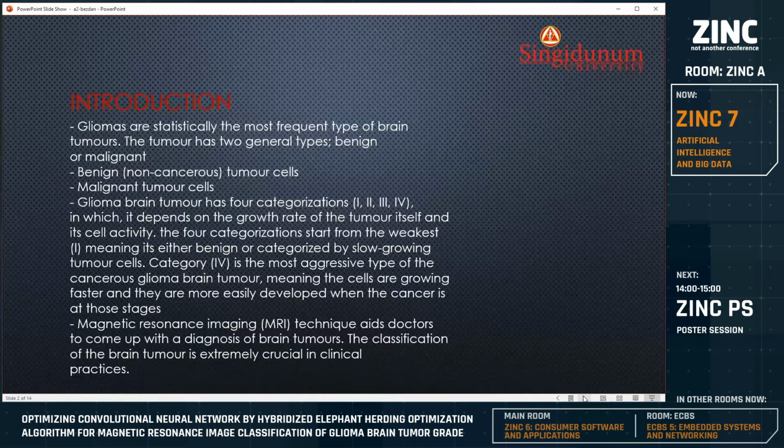MRIs, or magnetic resonance imaging techniques, aid doctors in coming up with a diagnosis of brain tumors. The classification of the brain tumor is extremely crucial in clinical practice, since the diagnosis is challenging to detect in early stages. It is most crucial that a glioma brain tumor grade classification system be in place to support healthcare specialists.